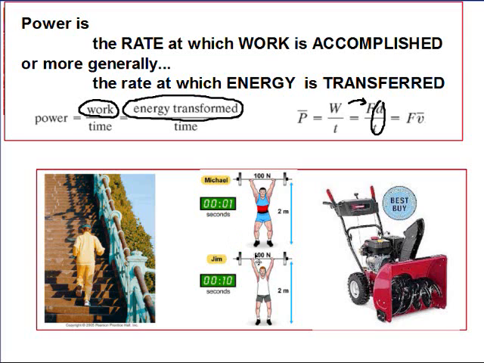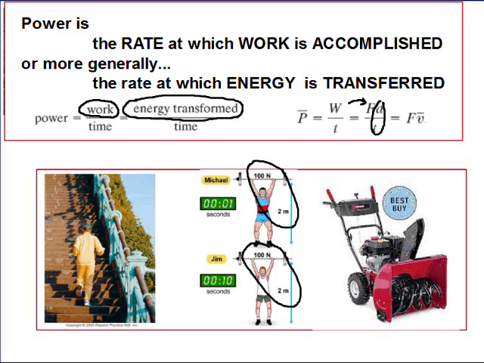Here we have Michael and Jim. Each do about 200 joules of work. You can see the 2 meters times 100 newtons would be 200 joules. Michael does that work in 1 second, whereas Jim does that work in 10 seconds. So they both do the same amount of work, but Michael develops more power.